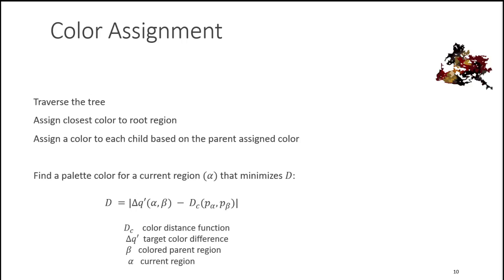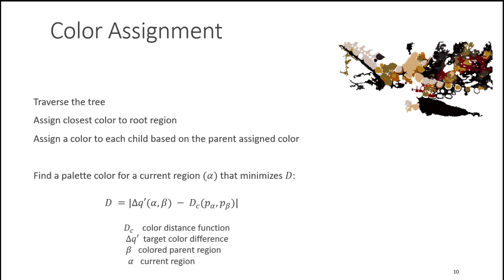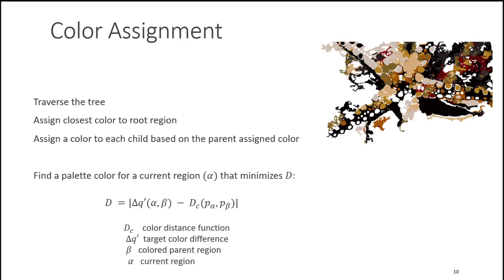We now traverse the tree and assign the colors. We begin by assigning the closest palette color to the tree's root node, and then repeatedly select a color from the palette for the current region, based on the target color difference to the parent's assigned color.